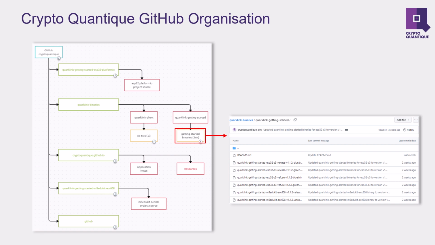Also in the QuarkLink binaries folder, you'll find all the binaries that are integrated into your QuarkLink Ignite, and these can be downloaded to your IoT device as part of the getting started process.